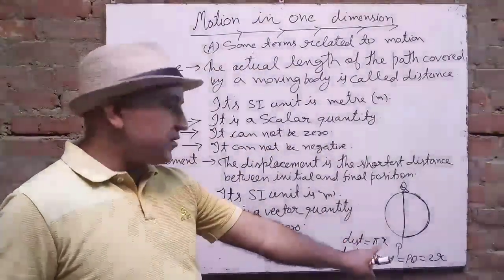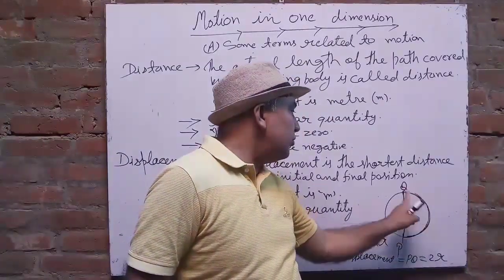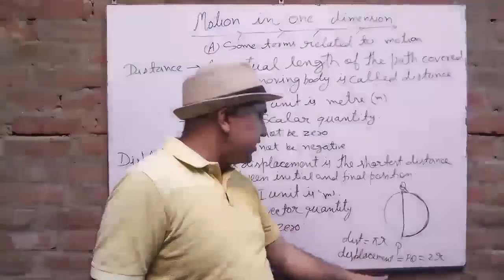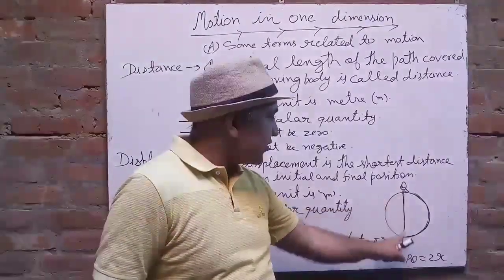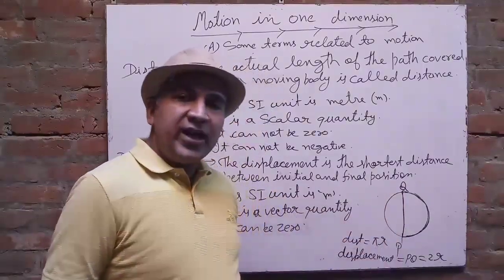Are you watching the difference? Distance is the length of this curve path, which is equal to the semi-perimeter, and displacement is the shortest distance between initial and final position, which is equal to the diameter.